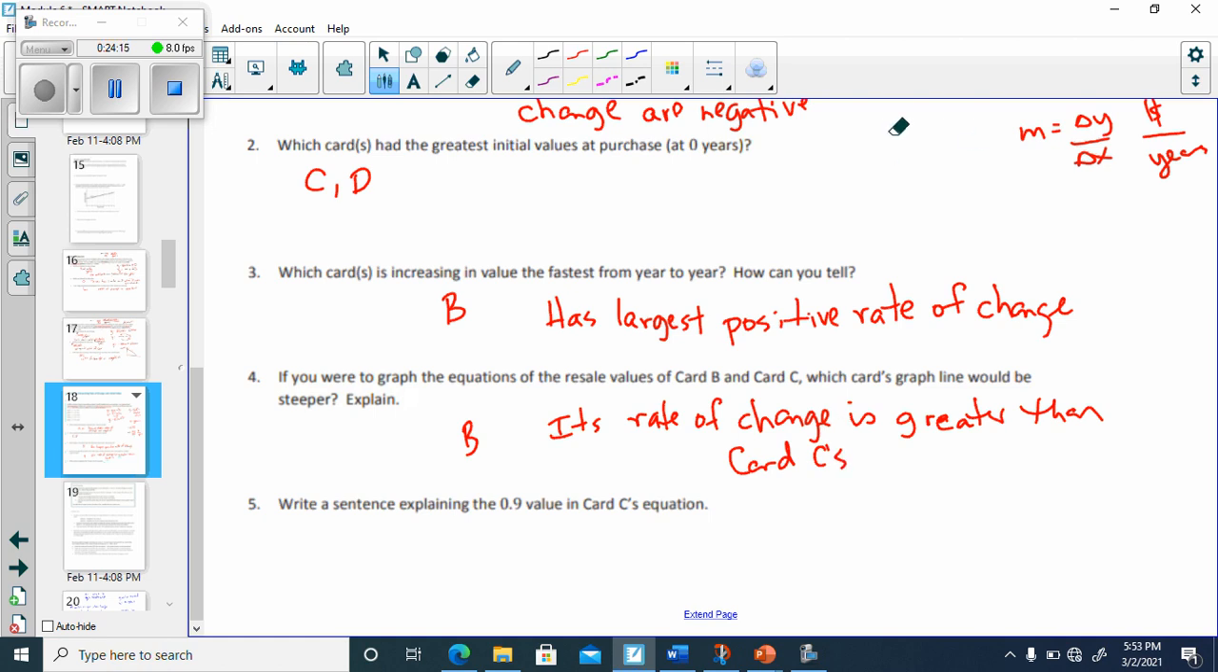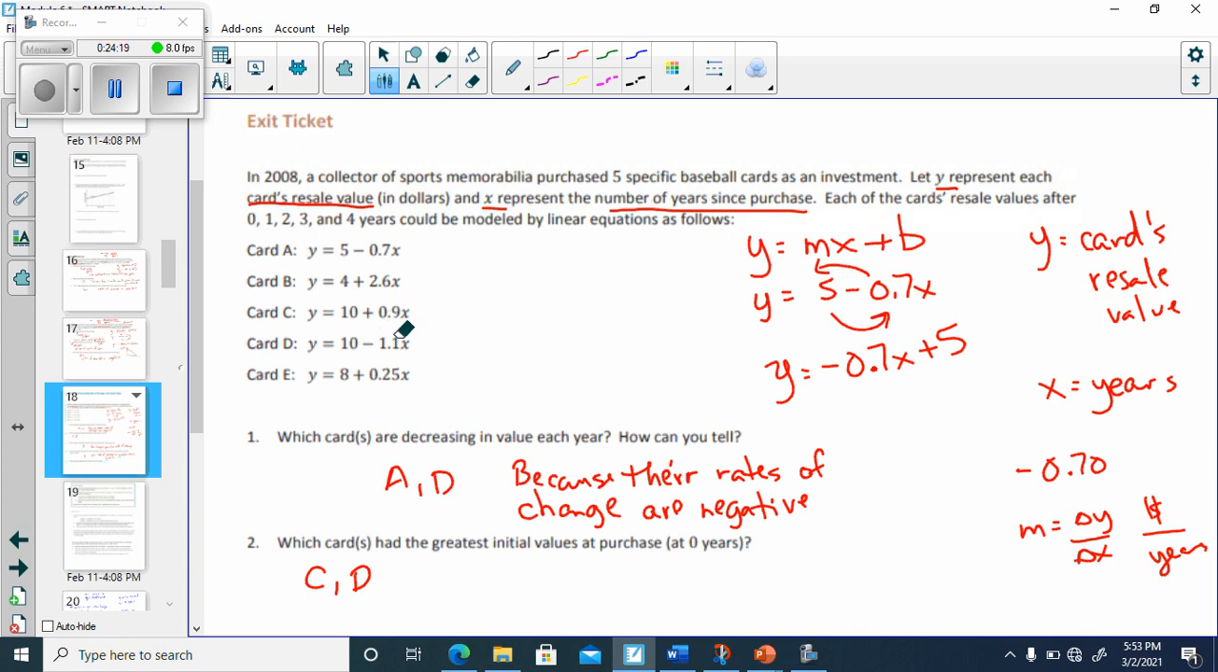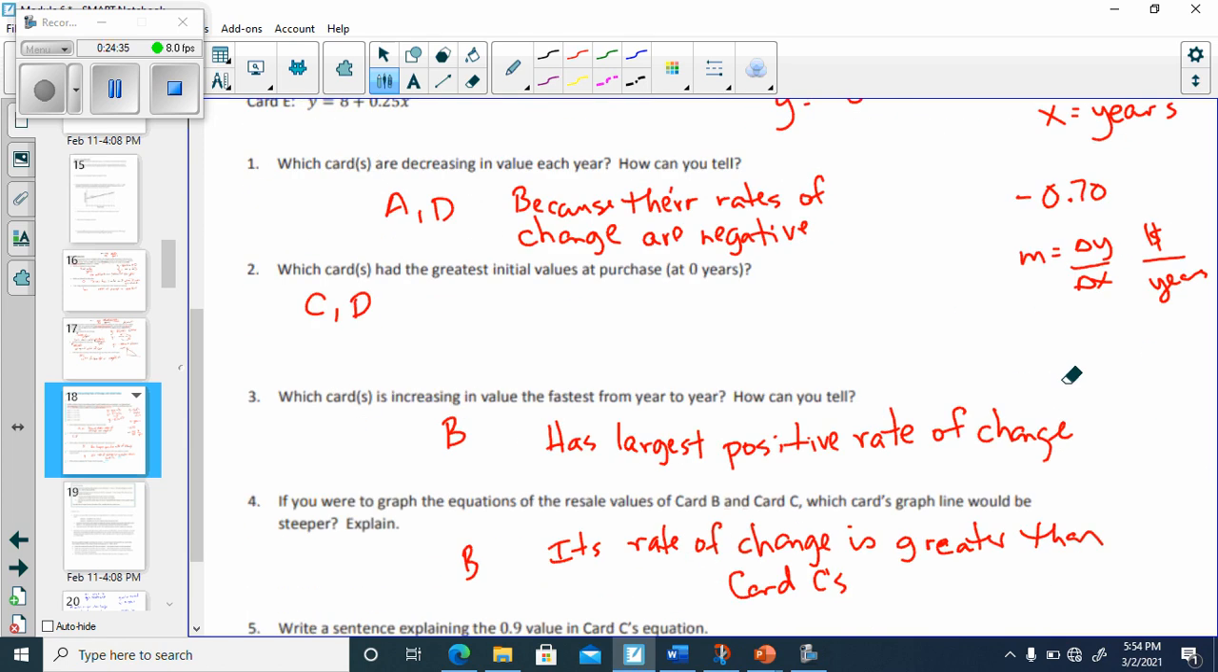Write a sentence explaining the 0.9 value in card C's equation. 0.9, okay? Our total value at any given time is equal to 10, which is what we started it with as its value, plus 9/10 of a dollar per year times the number of years. So it's going up about 90 cents per year, okay?